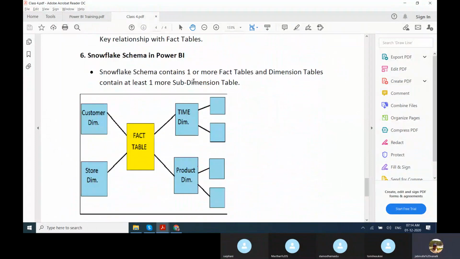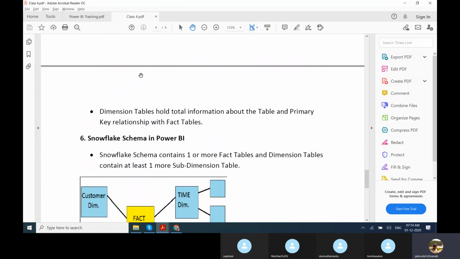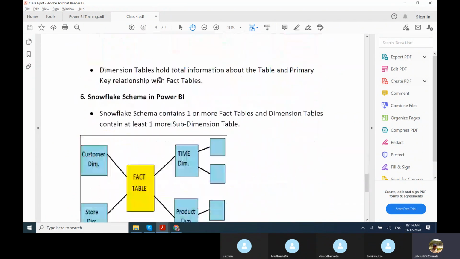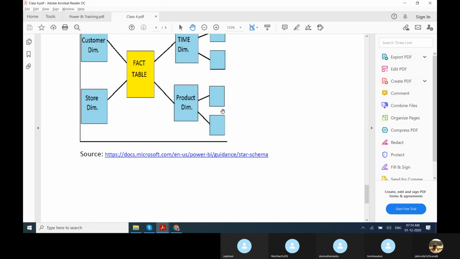And the snowflake schema. A snowflake schema contains one or more fact tables, same like a star schema, and surrounding dimension tables. These dimension tables again contain a dimension. A subdimension is called a snowflake.